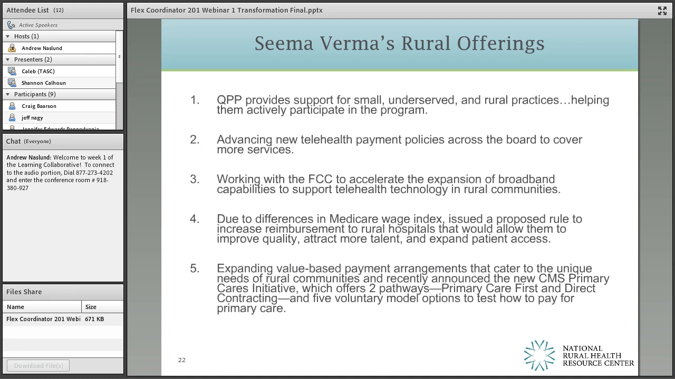And then the fifth thing is that they're actually going to provide two primary care initiatives. One of them is the Primary Care First. Haven't seen the final rule drop on that, but it should be soon. And then direct contracting. There are 5 different options on that. I think the direct contracting is for those who are more experienced in value-based payments, but Primary Care First would probably start to work for rural providers, so we need to really watch that one.